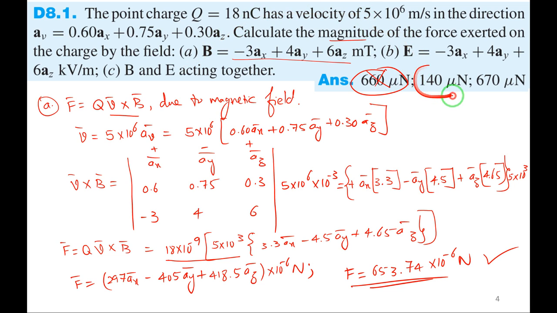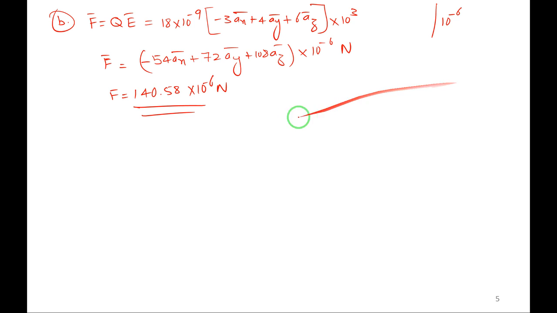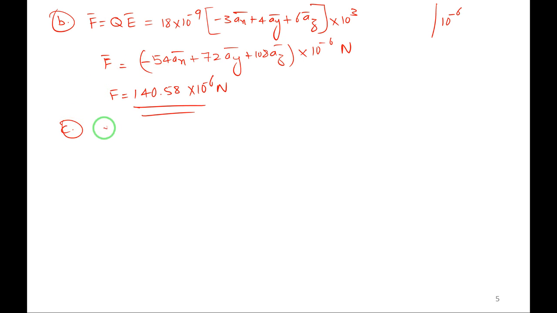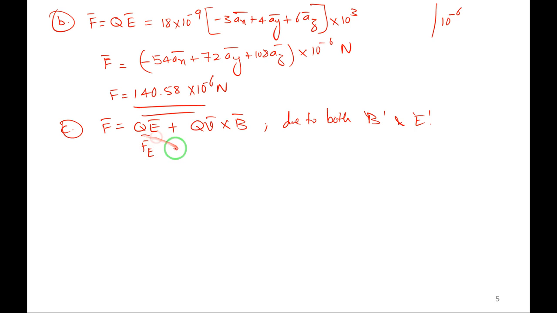They have given 140 micronewtons, 140 into 10 power minus 6, right? 140.58. Then part C, both B and E acting together, right? So we know the total force. It is due to both magnetic field and electric field. It is nothing but QE plus QV cross B vector, right? So this is due to both B and E acting together, right? This is due to electric field plus this entire quantity is due to magnetic field.